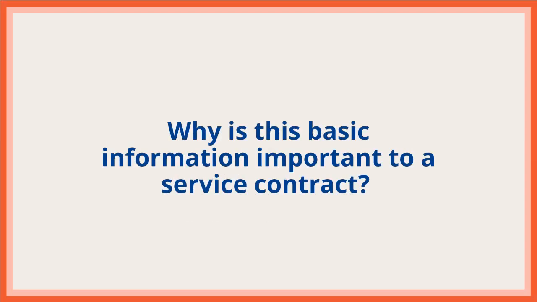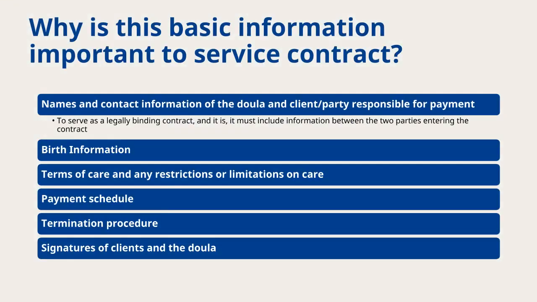Why is this basic information important to a service contract? In order for a document to be considered a contract, it must contain the elements mentioned. Consider why these parts are important over the next few slides. Names and contact information of the child care business and family or party responsible for payment. For this document to serve as a legally binding contract, and it is if written correctly, it must include information between the two parties entering into the contract. In this instance, the client or party responsible and paying for the doula services and the doula.